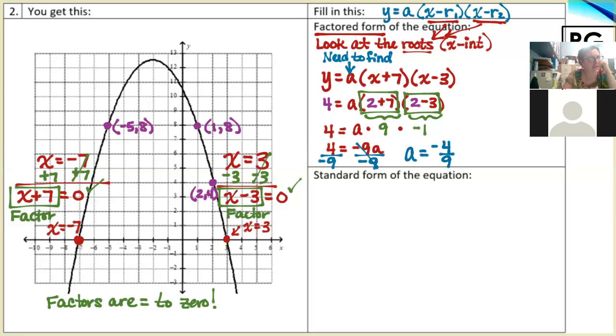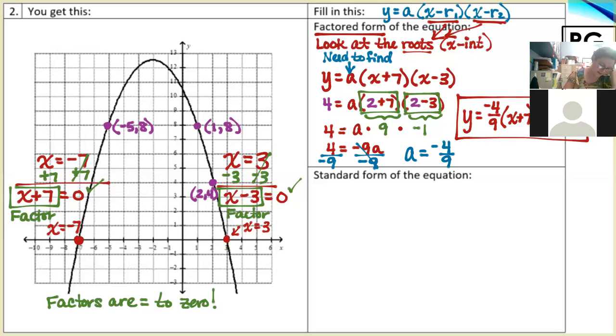Does that somewhat match our expectations as far as negative or positive when I look at this graph? Does that seem to make sense? Yes, it's opening down, so I would expect it to be a negative A value. All right, so in factored form, I would have -4/9, and then x plus 7 and x minus 3. That's how I would answer this first part.